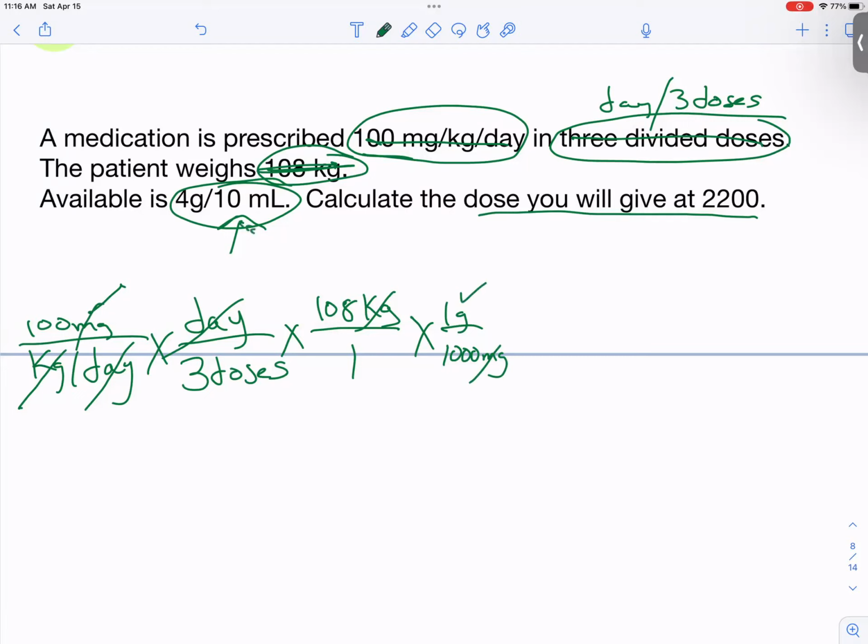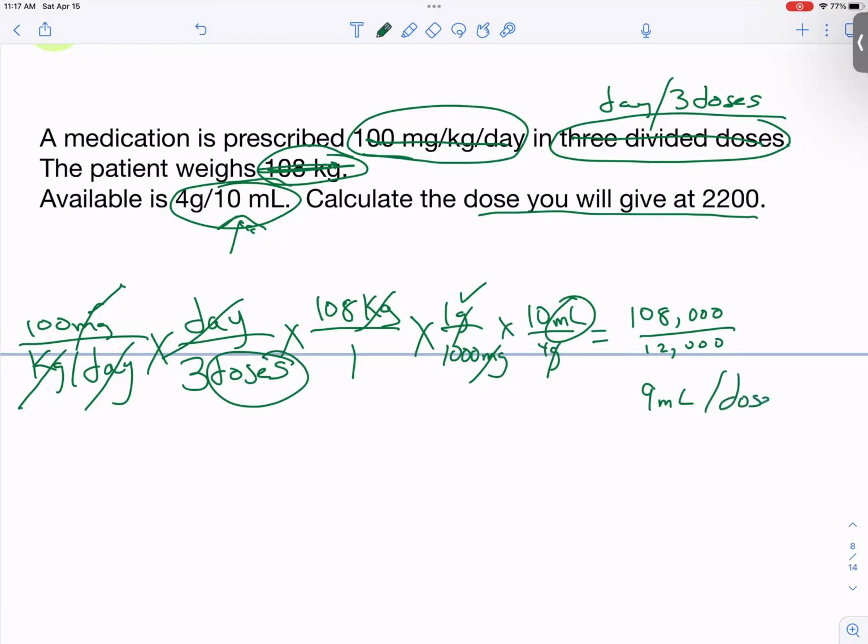How do I get rid of gram? I go to my problem. There's 4 grams in 10 mLs. Boom, boom. Milliliters, doses. Now it's just math. It's gross math, but it's math. When I multiply all this, I get 108,000 over 12,000. And when I divide, it'll give me 9 milliliters a dose. So at 2,200, when I go in to pass their medication, I'm going to make sure they receive 9 milliliters.